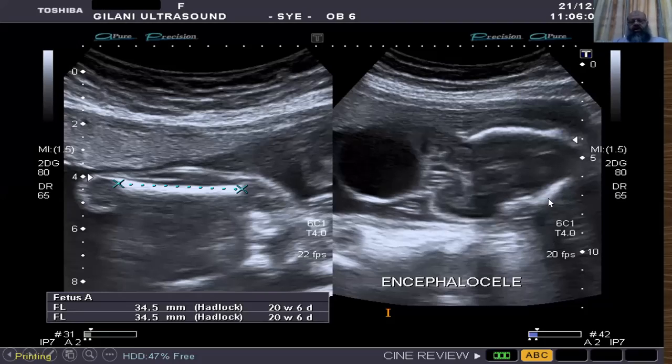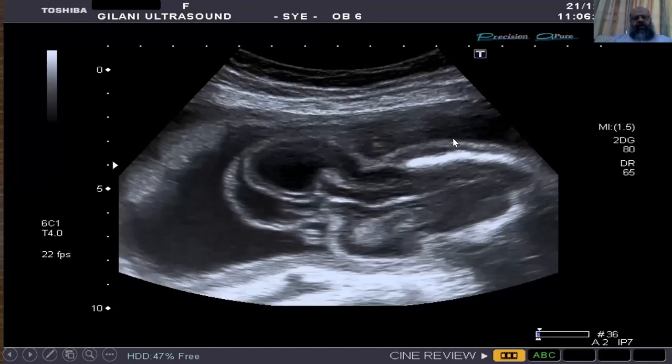Here is another one, and you can see the skull and large defect. The whole of the brain is going out. These are the meninges, and this is a pouch-like structure on the back of the skull. This is a clear view of the same fetus. Large defect. It is floating out through a sac-like structure. This is anencephalocele, which is also called occipital anencephalocele.